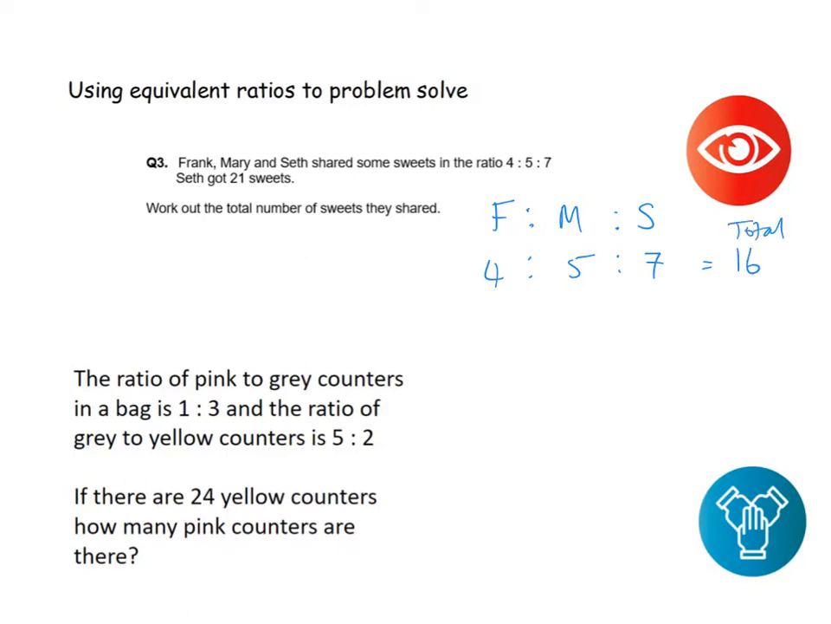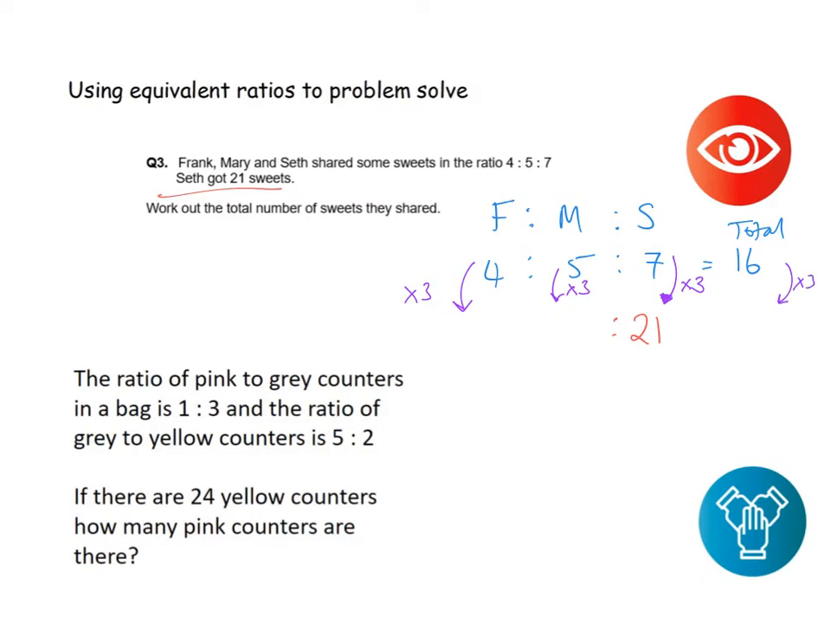Now the question is telling me that Seth got 21 sweets, so I'm going to put that underneath the Seth column. We're then going to figure out how to use an equivalent ratio. Just like fractions, we're going to times by a value to get that 21, so that I can see here that I'm going to times by 3. So it means that everything needs to be times by 3 to find that equivalent ratio.